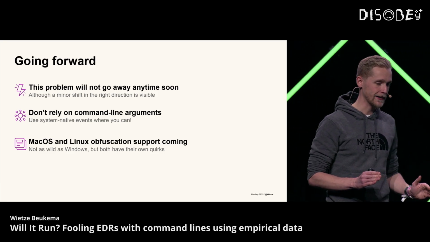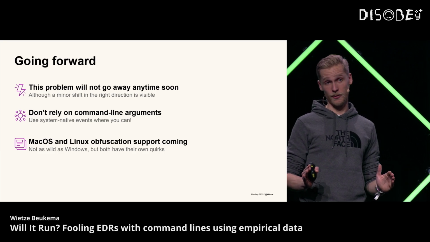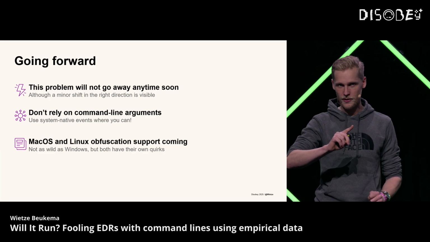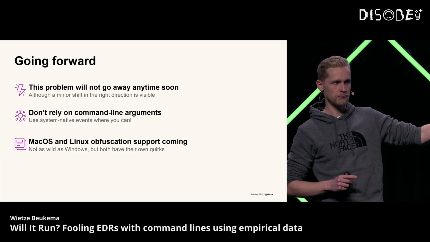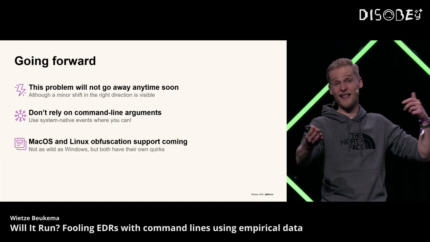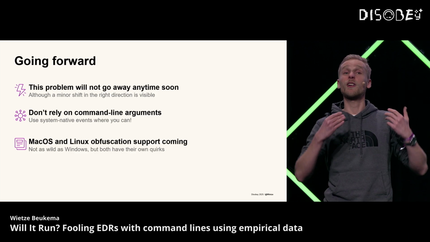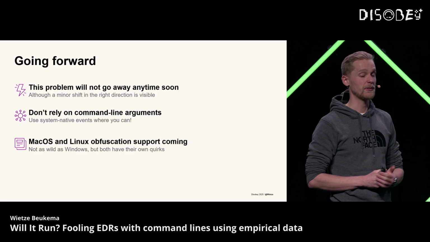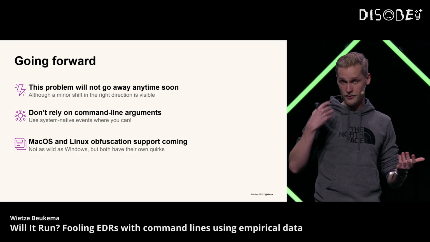Another key point I want to make: don't rely on command line arguments. What I mean by that is not that you shouldn't use them, because as we've seen, it's great, right? You can detect stuff. Windows Defender blocked something because it thought it was suspicious. So it's better than not doing anything, right? But don't rely on them, because as we've seen, you can bypass it. And this is just one way. There are obviously other ways in which you can spoof command lines.